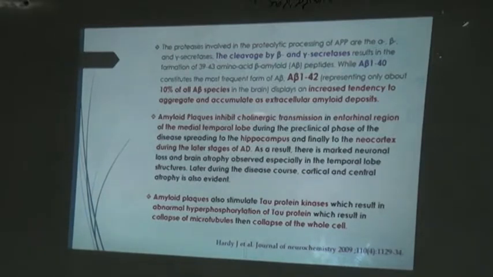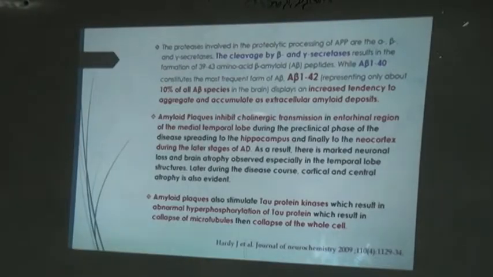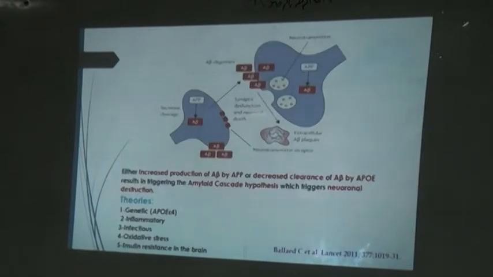Amyloid plaques stimulate tau protein kinases. Tau protein kinase results in abnormal hyperphosphorylation of tau protein. As we said, tau protein is responsible for stabilization of the microtubules, which are the cytoskeleton of the cell. So hyperphosphorylation weakens the tau protein and causes collapse of the whole nerve cell. Why does all this happen?